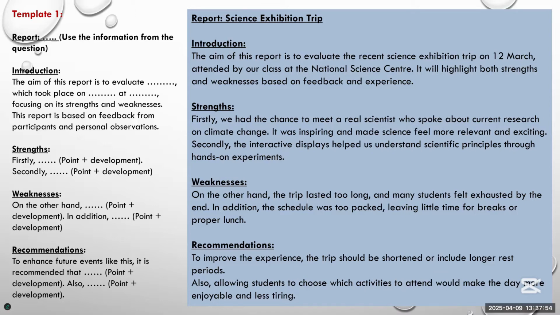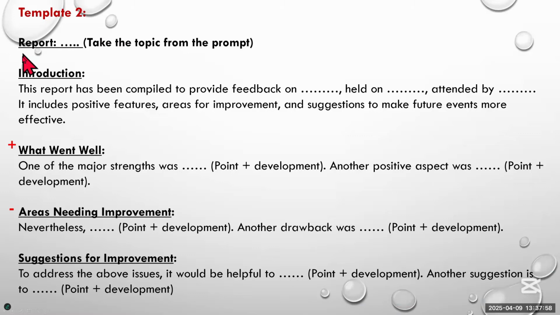Okay, let's move on to the next template. So this is template 2, again, report and what you're reporting on. I think it's good to underline the heading and the subheadings. Introduction. This report has been compiled to provide feedback on the event held on a date, attended by whom. It includes positive features, areas for improvement, and suggestions to make future events more effective.